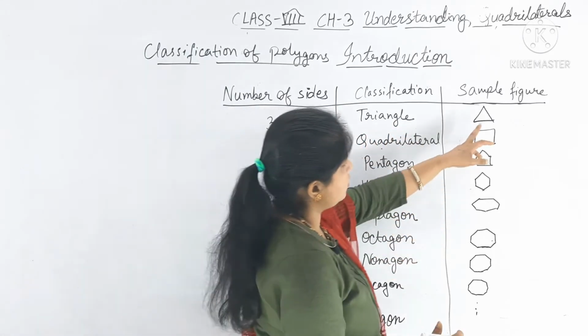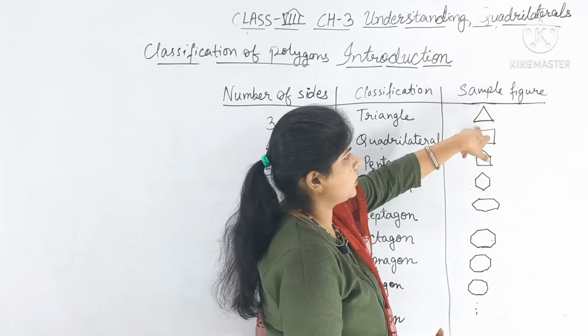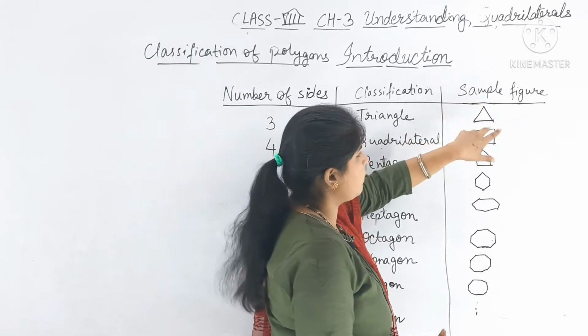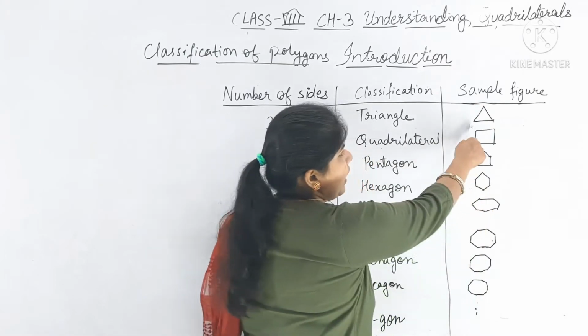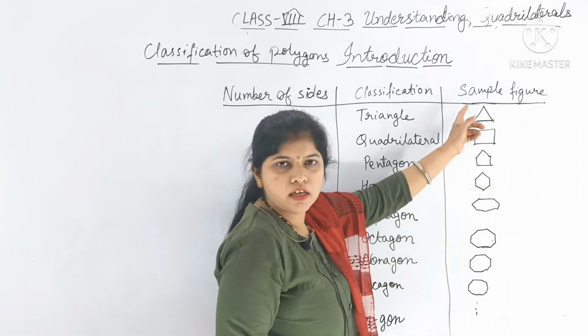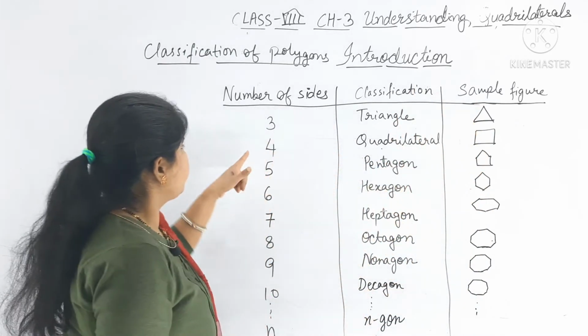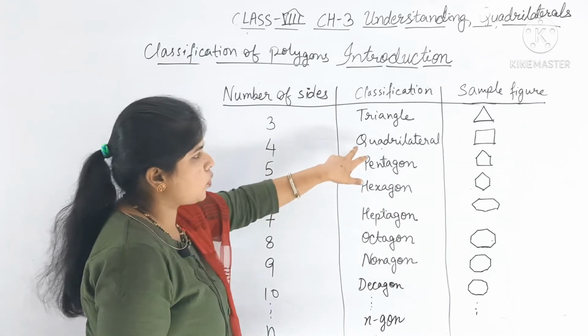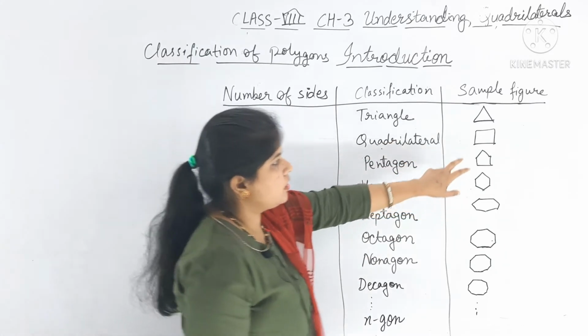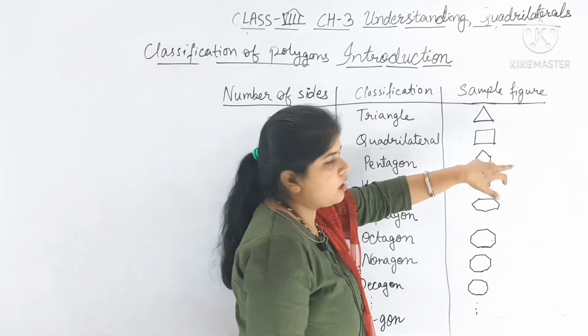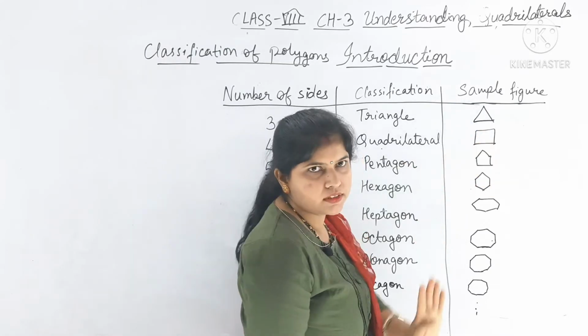So here this is figure 1, 2, 3. This is a closed curve also. Okay, so this is the triangle and closed curve, therefore it is a polygon. Here 4. 4 means quad, so quadrilateral. Here I had sketched the square. Okay, 1, 2, 3, 4, 4 sides.